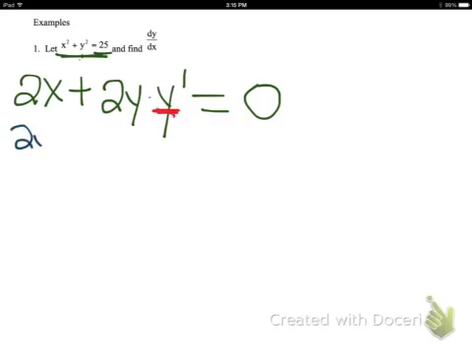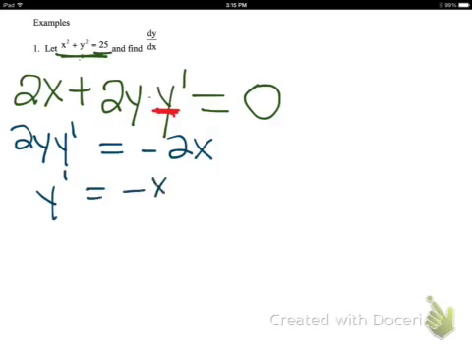So I would have 2y y prime equals negative 2x, divide by 2y, and I'd have y prime equals negative x over y. So there's my derivative. Y prime is equal to negative x over y. So now your derivative is going to be in terms of x and y, because the original equation was what? In terms of x and y. Okay?